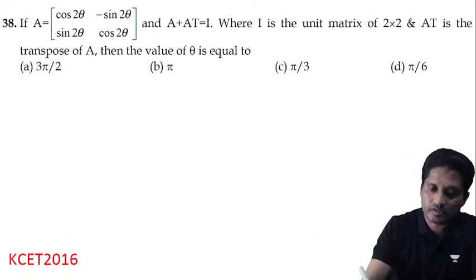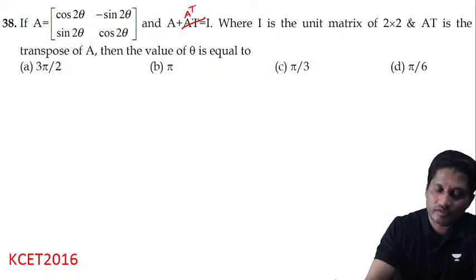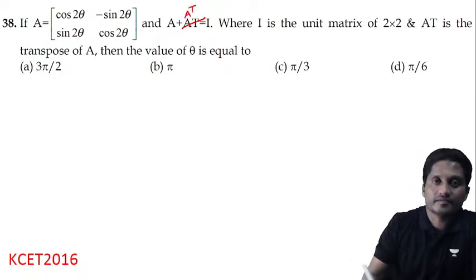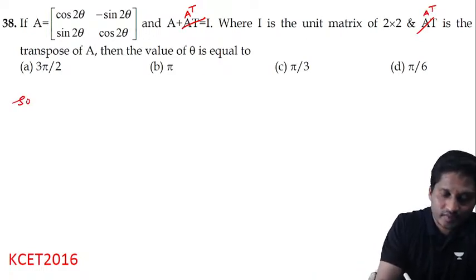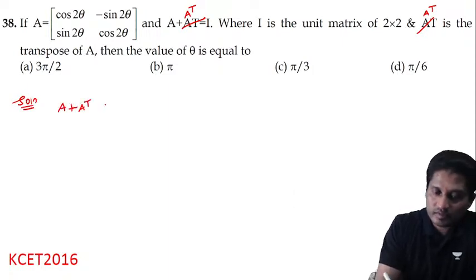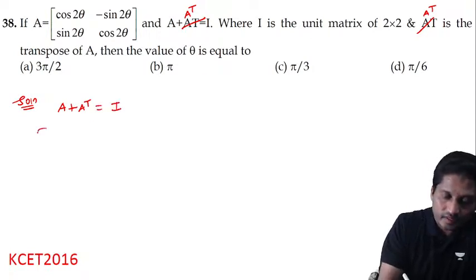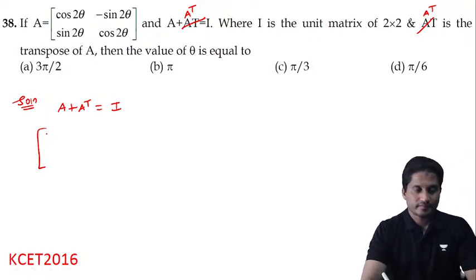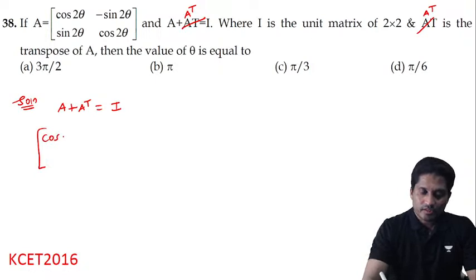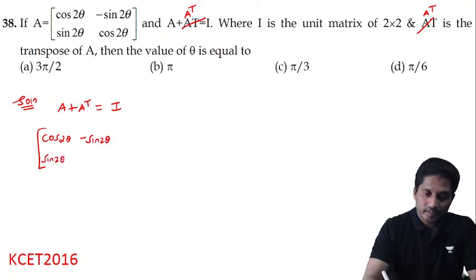A plus A transpose is equal to I. Then what should be the value of theta? Even this is A transpose. Right, now listen. This is A plus A transpose is equal to I, unit matrix. Now matrix A is equal to cos 2 theta, minus sin 2 theta, then sin 2 theta, cos 2 theta.